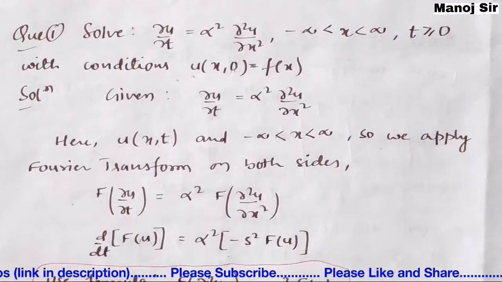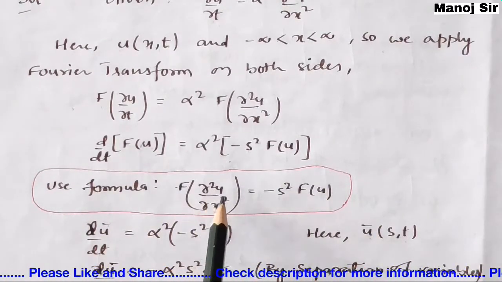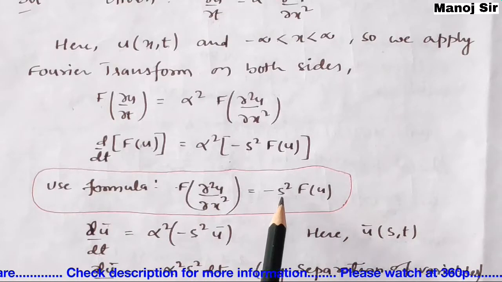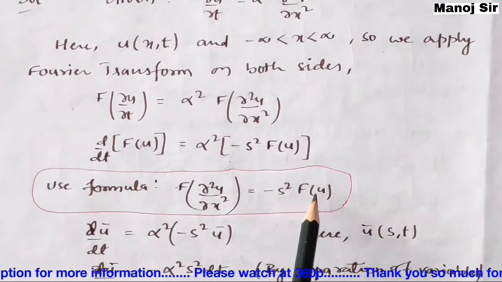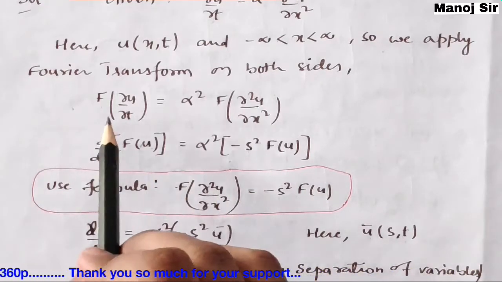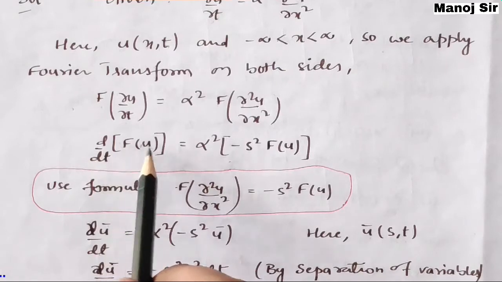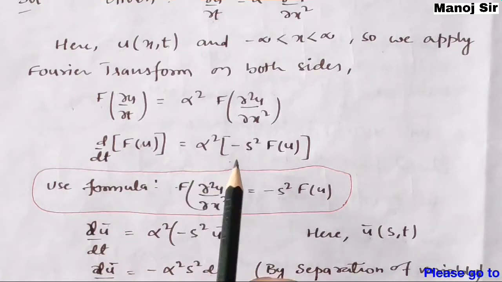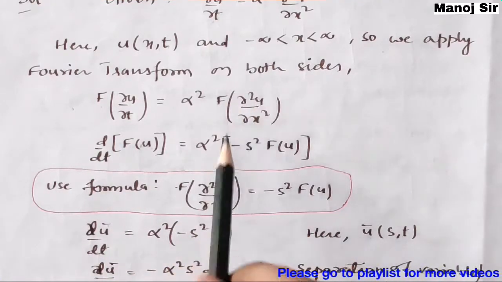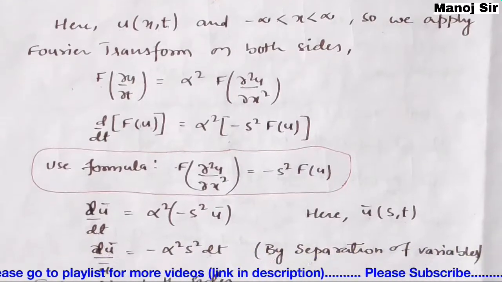Now for this part you must know the formula. The formula for Fourier transform of del square u upon del x square is equal to minus s square F of u. This formula you must remember. So we can write this as d upon dt of F of u equals alpha square times minus s square F of u.